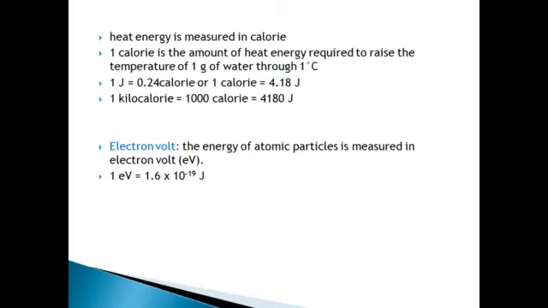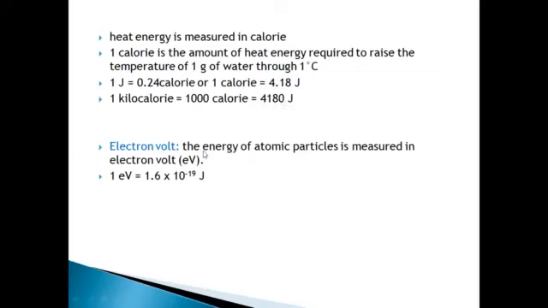And already you know the relationship between joule and calorie. 1 joule is equal to 0.24 calorie and 1 calorie is equal to 4.18 joule. And 1 kilocalorie is nothing but 1000 calorie. Kilo itself is 1000 and it is 1000 calorie. It is equal to 4180 joules.